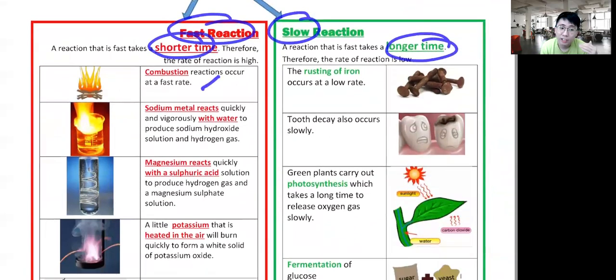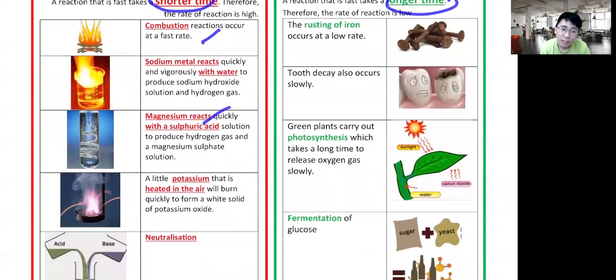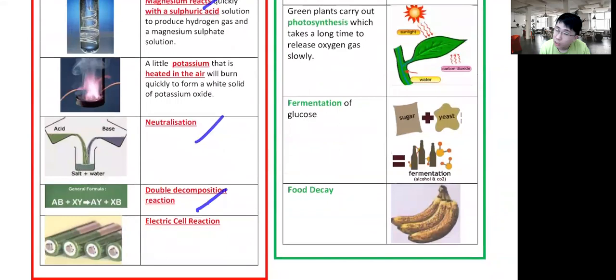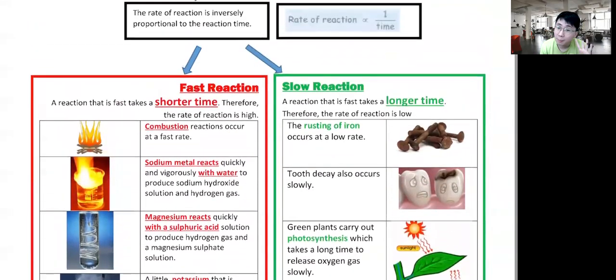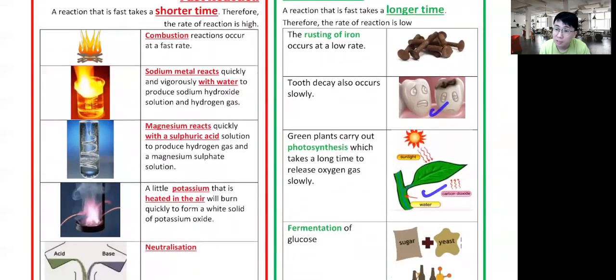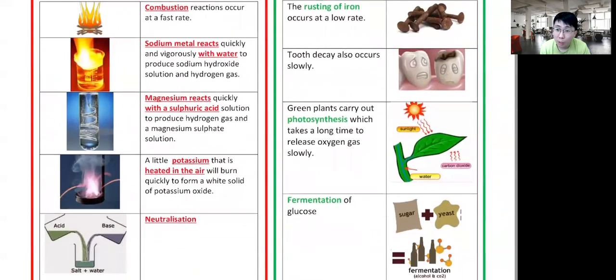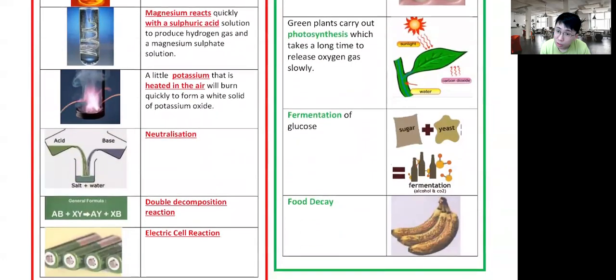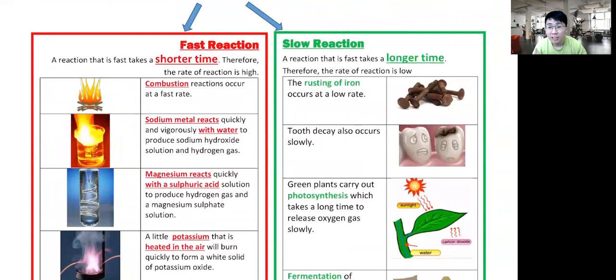See, combustion, displacement reaction, neutralization, double decomposition, electrolysis and so on. These all happen within seconds or within minutes. But if you take a reaction that takes hours or even days or even years, you see, rusting takes weeks, right? Tooth decay takes months. Photosynthesis takes hours. Fermentation also takes hours. Food decay also takes days. So basically, anything that takes hours or longer to go through, then you call it a slow reaction.